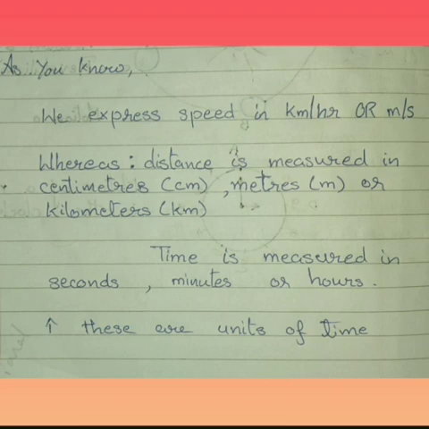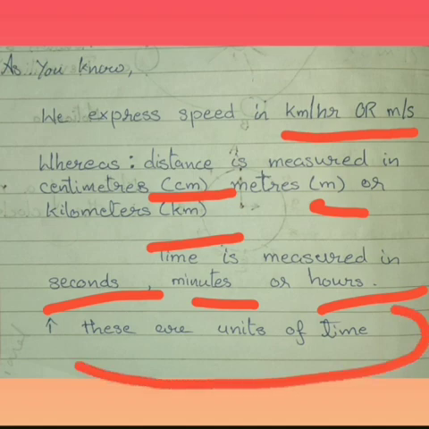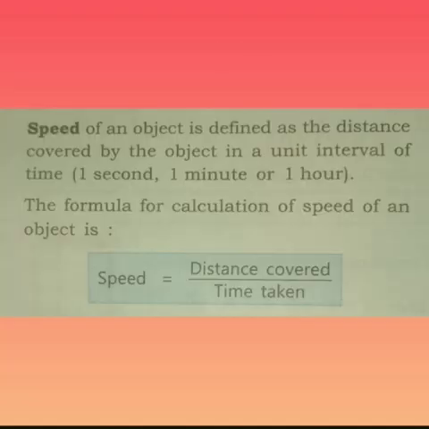As you know, we express speed in kilometer per hour or meter per second, whereas distance is measured in centimeters (cm), meters (m), or kilometers (km), whereas time is measured in seconds, minutes, and hours. Okay, so these are the units of time. Now let's see what is speed.